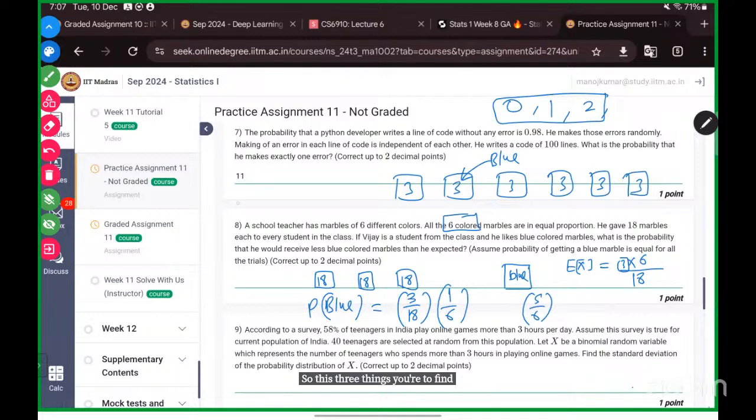Basically, you have to find 3 out of 3 marbles. Sorry, this is 5 by 6. Why 5? Oh, 5 by 6 is failure, meaning he doesn't get the blue colored marble. That is 5 by 6.